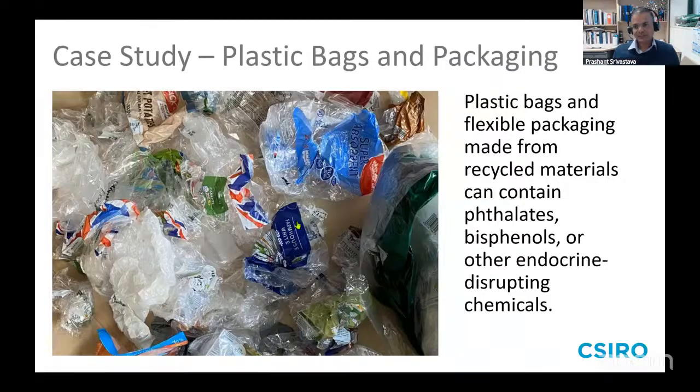These recycled plastics can sometimes contain harmful chemicals like phthalates and bisphenols, and they are called endocrine disruptors, which basically means they mess with our hormones. Now, hormones control really important stuff like how we grow, how we develop, and even our ability to reproduce. So if something interferes with that system, it can lead to serious health problems.